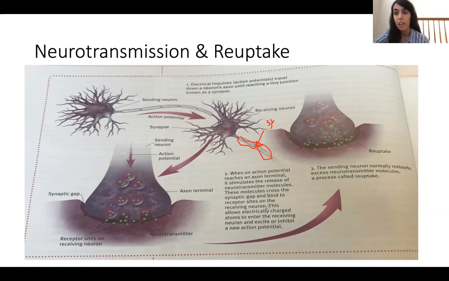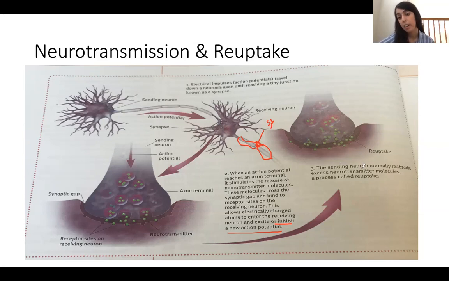And these molecules across the synaptic gap are going to actually bind onto the receptor sites of the receiving neuron. And then from there, the electrically charged atom is then going to enter the receiving neuron. And then from there, once it's in the new neuron, it's going to inhibit or excite a new action potential. So we have this new action potential.